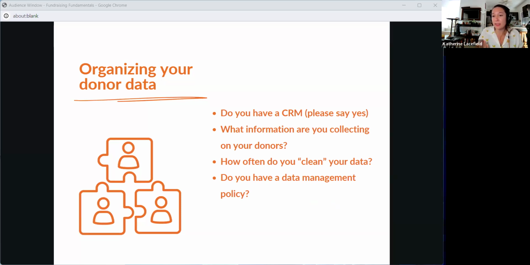So do you have a CRM? Please say yes, because I hope you have something to manage your donor database. Even if it's a damn spreadsheet, okay, guys, you need something to keep this information together. But there are much more hefty CRMs that are still very affordable that will allow you to have much more information and to collect proper data on your donors so that you can move forward with more confidence.